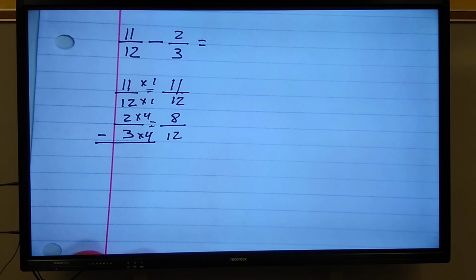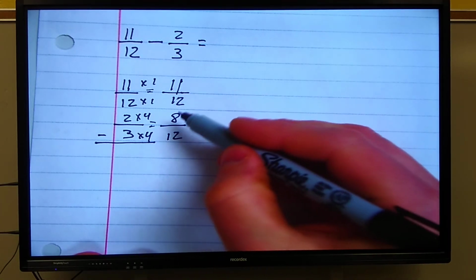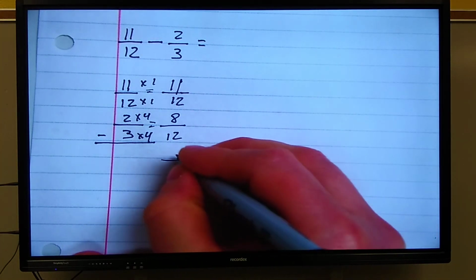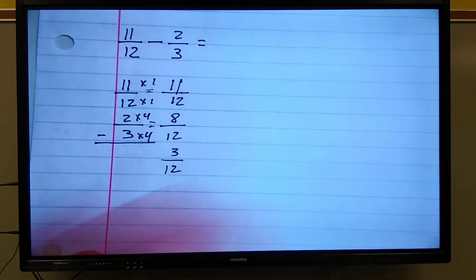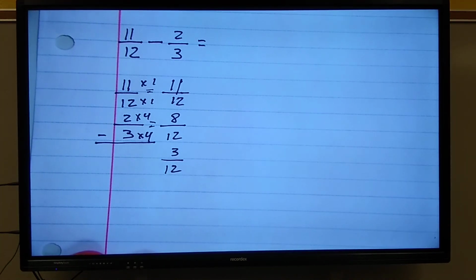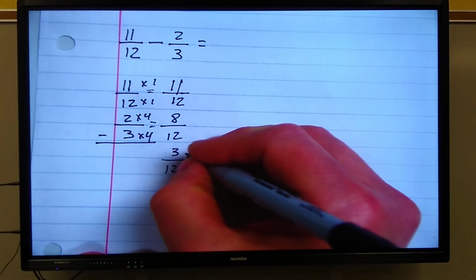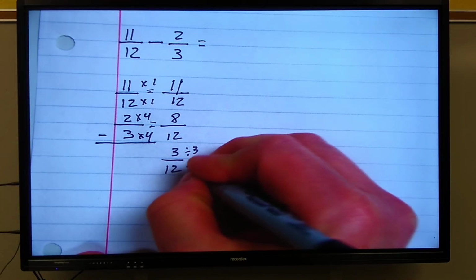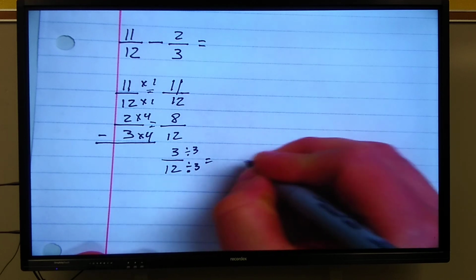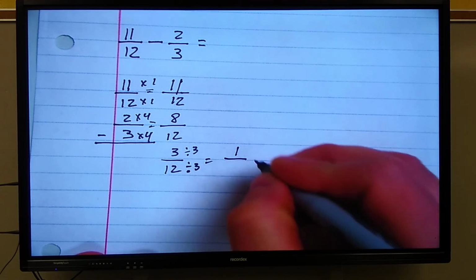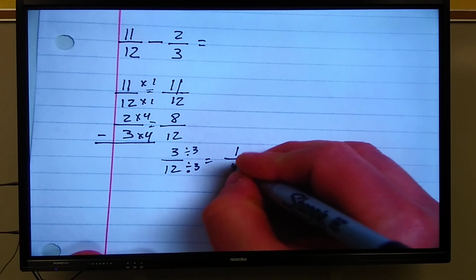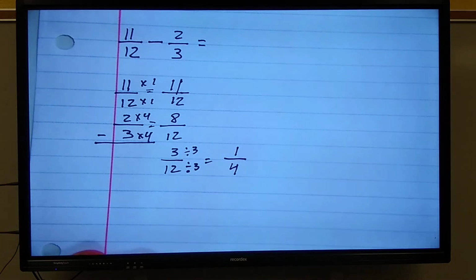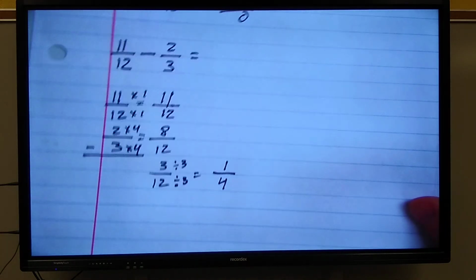Then you subtract. The numerators, 11 minus 8 is 3. My denominator stays the same. Is this an improper fraction? No. Is this in simplest form? No. The greatest common factor is 3. 3 divided by 3 is 1. 12 divided by 3 is 4. The answer is 1/4.